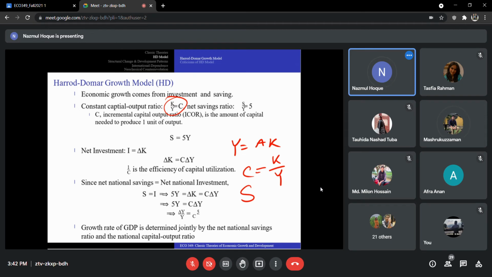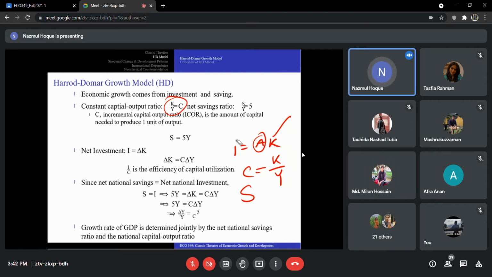Sir, I have a question. You wrote Y equals A K. What does it mean by A K, sir? It's just a constant. A is a constant. K is the capital. Sorry, K is capital, and Y is output.